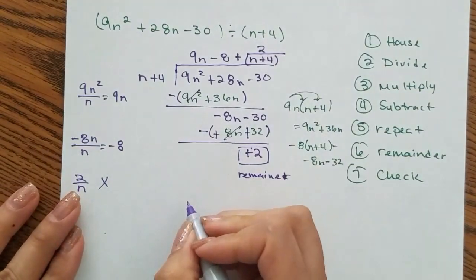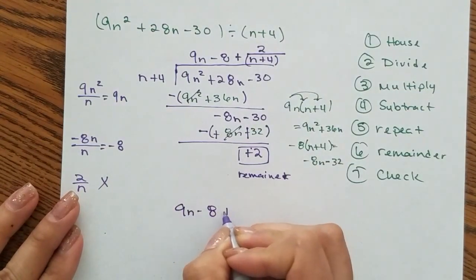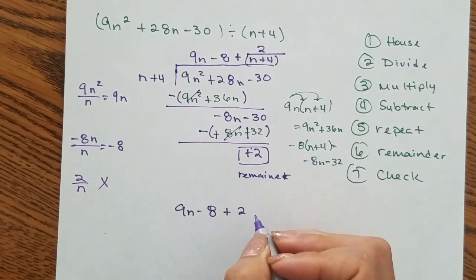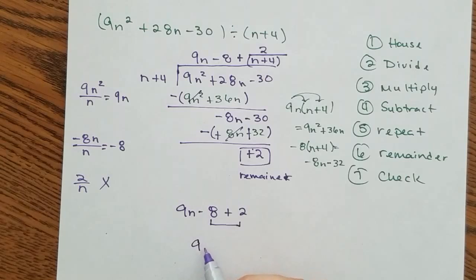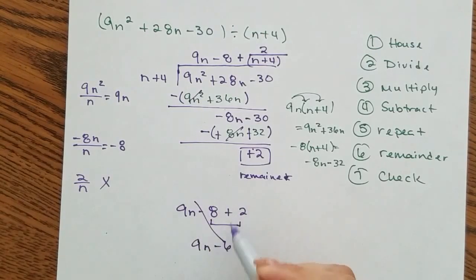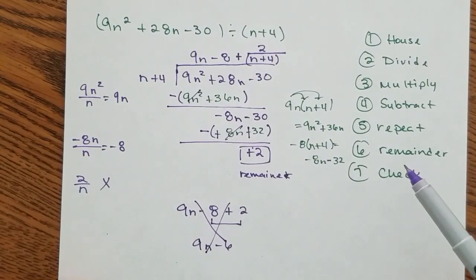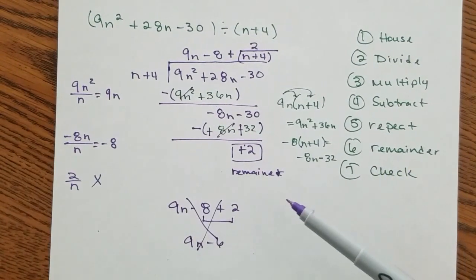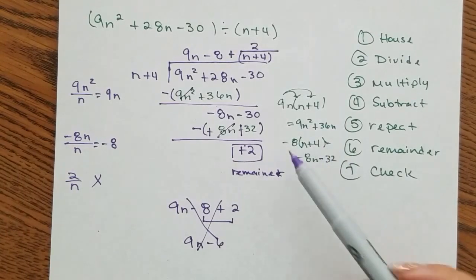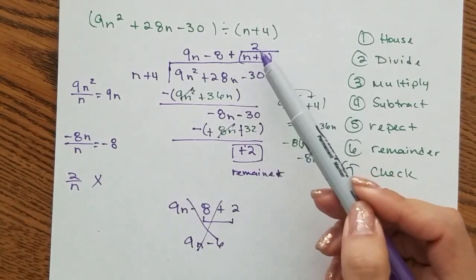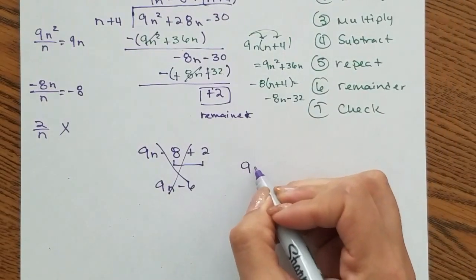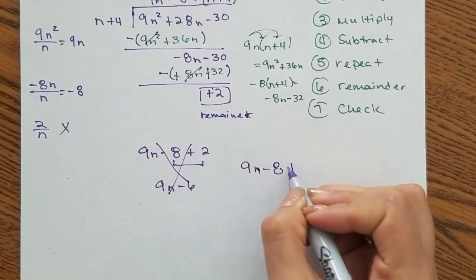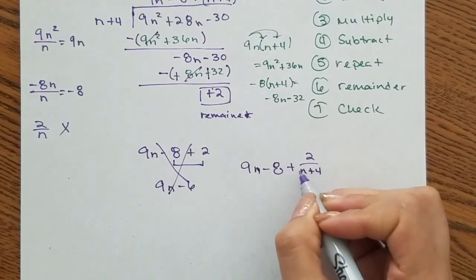If you try to give me something like 9n minus 8 plus 2, it's going to be wrong for 2 reasons. One, you're either going to try to combine these like terms here and give me 9n minus 6, which is incorrect. That does not divide evenly. Or, I don't know, you're going to try to put an extra n in here. I don't know what's going to happen. So just don't do it. Know that whenever you have a remainder, it has to go up here as a fraction. So that's it. That's your answer. Your answer here would be 9n minus 8 plus 2 over n plus 4.